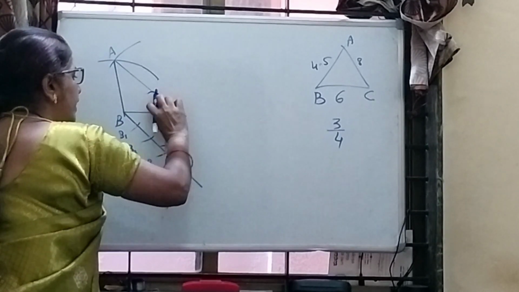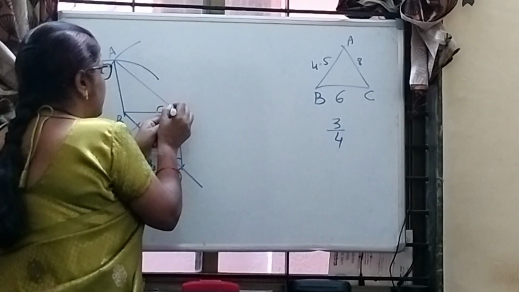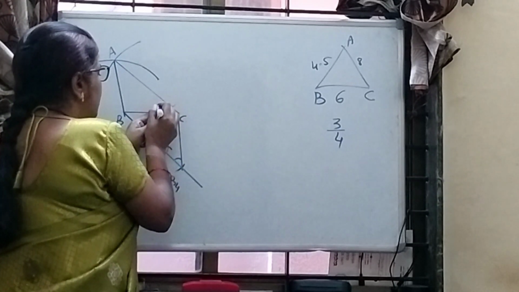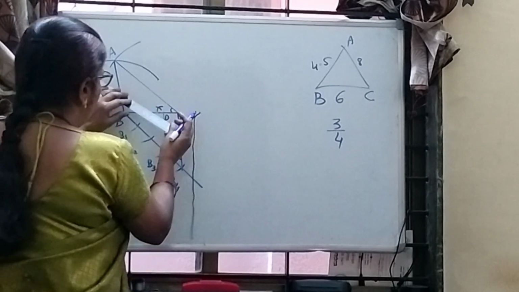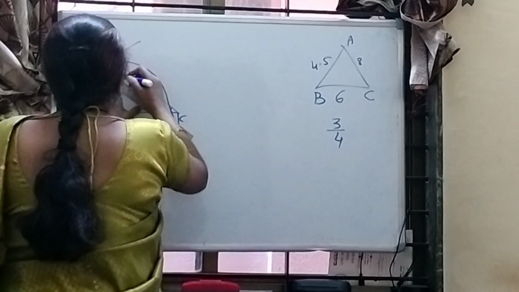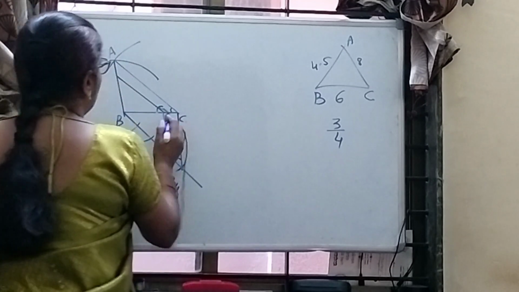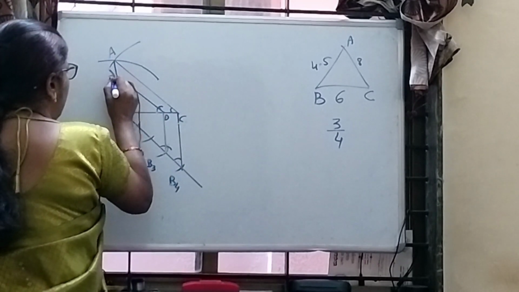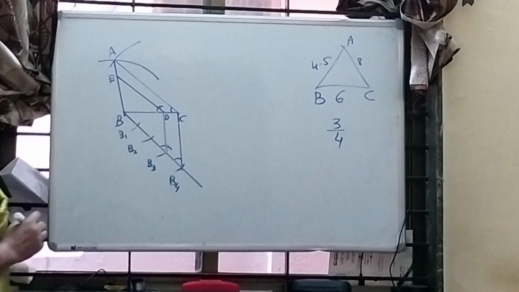From D, holding D, draw that arc. Then measure how much it is from this point to this. The same now, draw like this. Now from D, through that point, join this line. You will get another triangle. If you call this D, this will be E. So another triangle will be BDE.